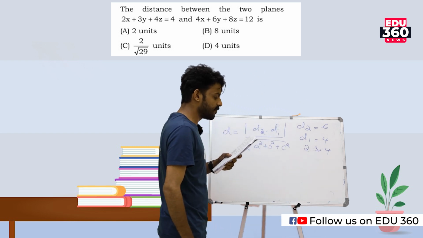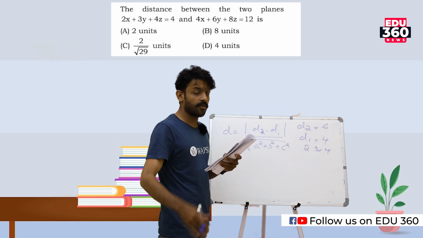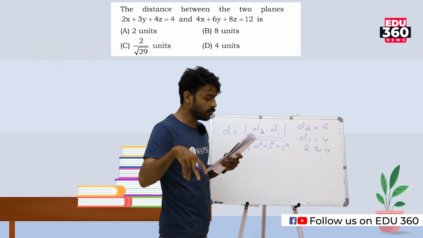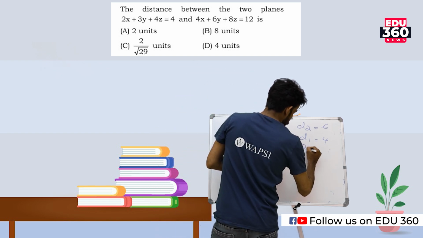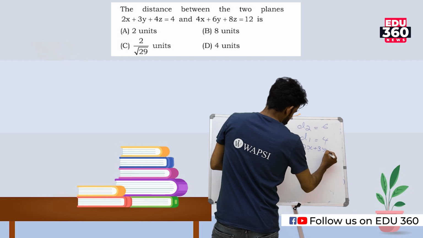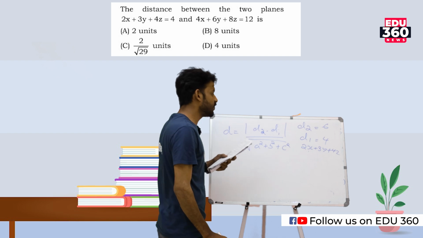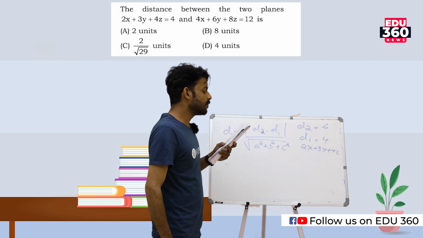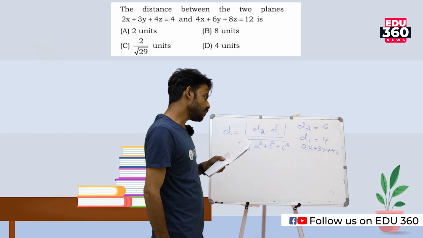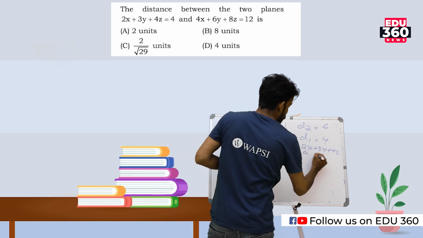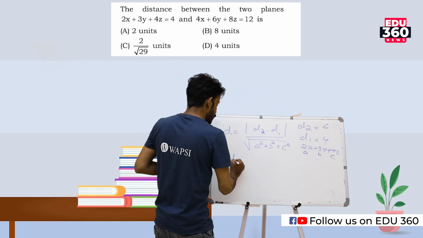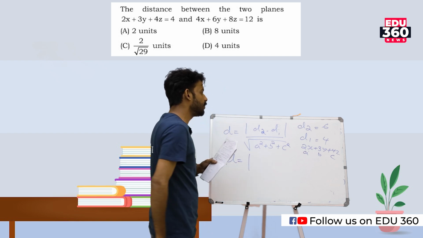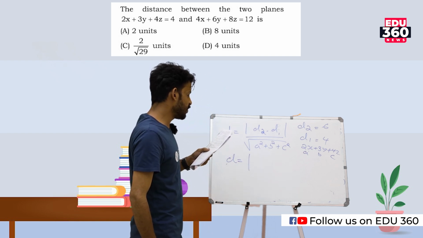Because we already divided the second plane by 2, the planes are 2x plus 3y plus 4z. So this is a, b, c. Then d is equal to the modulus of d2 minus d1, that is 6 minus 4.